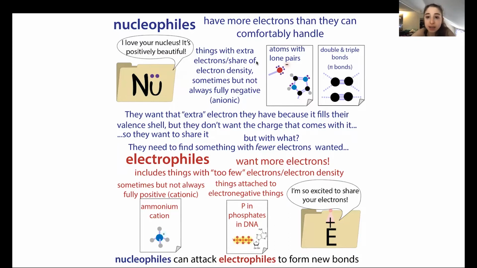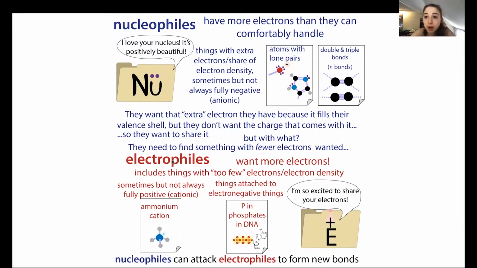And so basically, if you have something that has more electrons or electron density than it wants, then it's going to seek out someone to share that with. Because remember, you can share the electrons and still have electrons from the shared pair to fulfill that octet, without having to take on the burden alone of having a charge or more electrons than the protons can comfortably deal with. And where will they find that? They can find that in an electrophile, which is something that wants more electrons. So these are things with too few electrons or too little electron density.